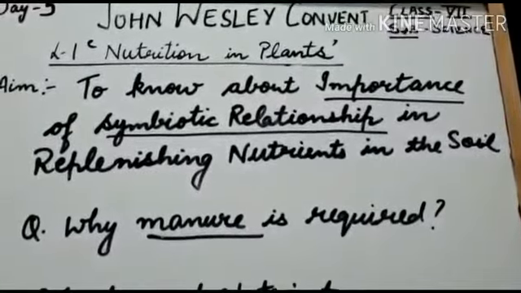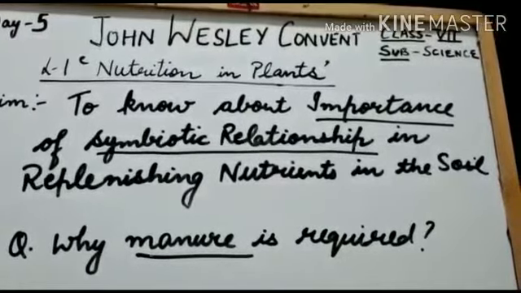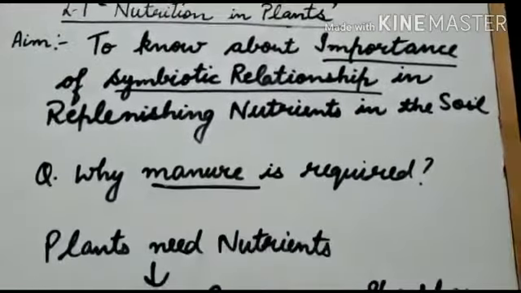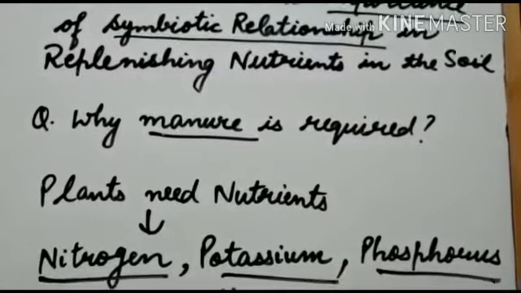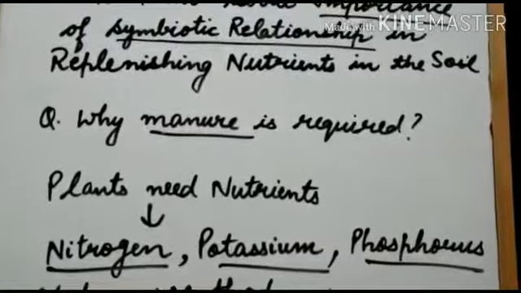With the repeated intake of the nutrients, whatever nutrients are available in the soil will finish at one time. So by this, the fertility of the soil will decrease. So we need to replenish these nutrients. So why is manure required? To replenish nutrients so that more and more crops can be grown. So plants need nutrients. What kind of nutrients are present over there? Nitrogen, potassium, phosphorus.